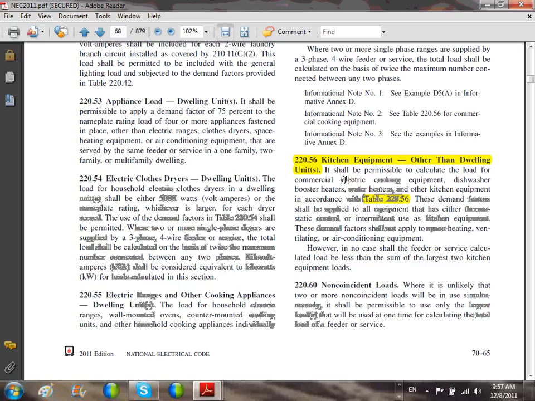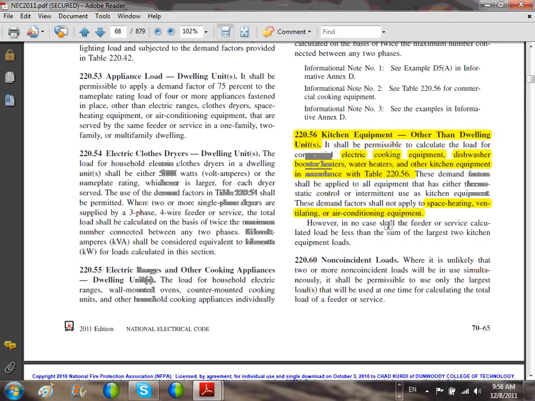So what I want to highlight, if you have electric cooking equipment, dishwasher, water heater, booster heater, and other kitchen equipment, add them up and multiply them by the demand factor in 220.56. They tell you also this does not apply to the air conditioning or the heating inside the kitchen. Don't apply this to the heat and air conditioning inside the kitchen.